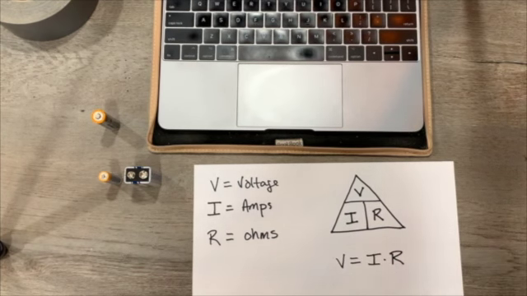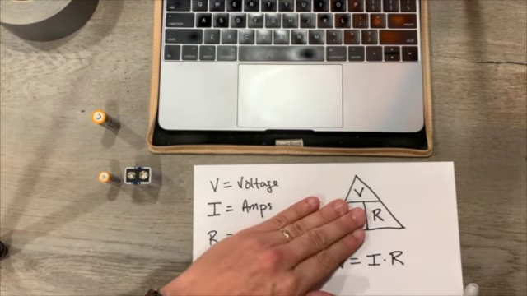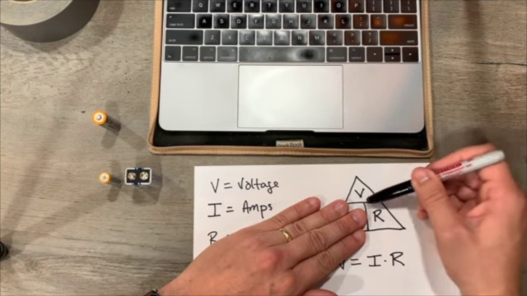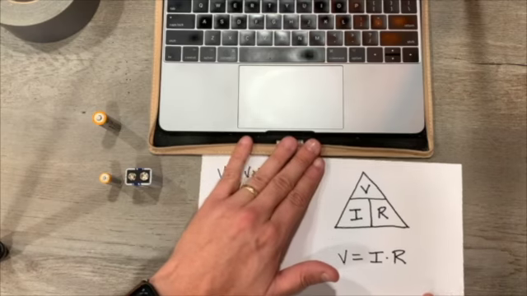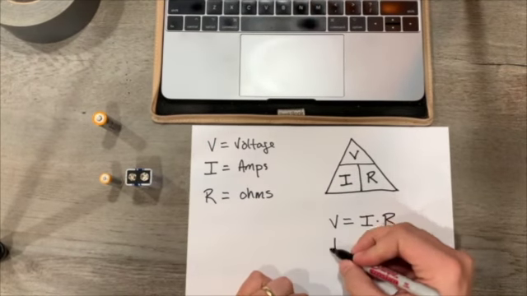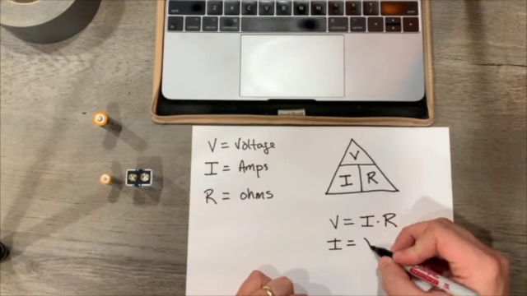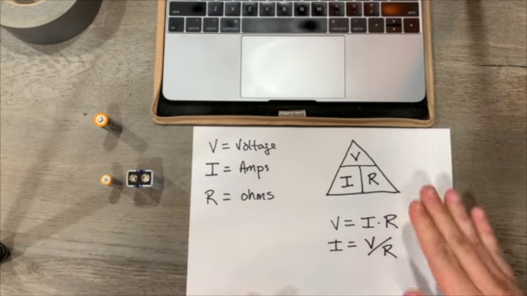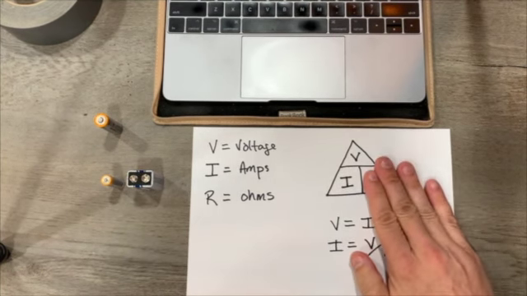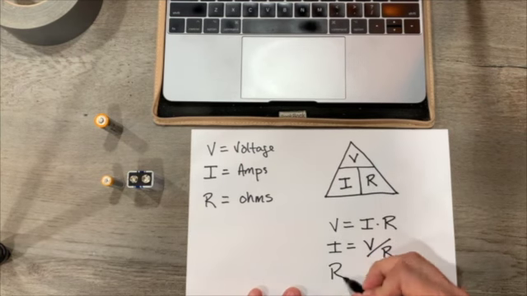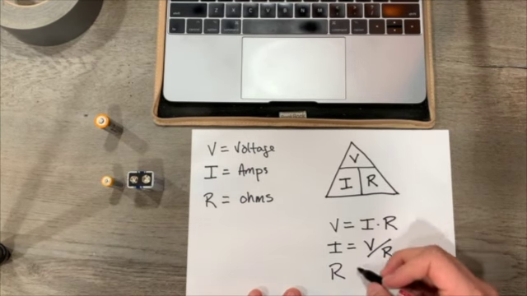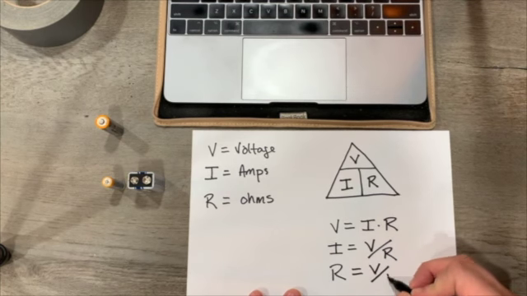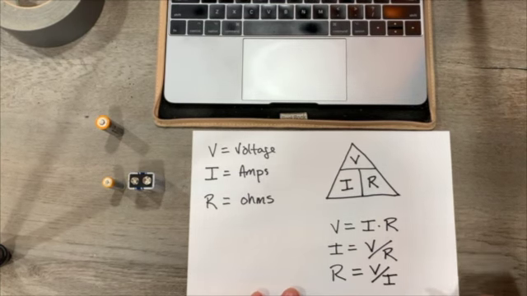If I wanted to find out the current, I would just cover up the option for current, and now I find that it is equal to voltage divided by resistance. So let's draw that one. Current is equal to voltage divided by resistance. And then lastly, if I want to find out the resistance, I can cover up the R, and this will give me what the relationship is here, which is voltage divided by current will tell me the resistance.